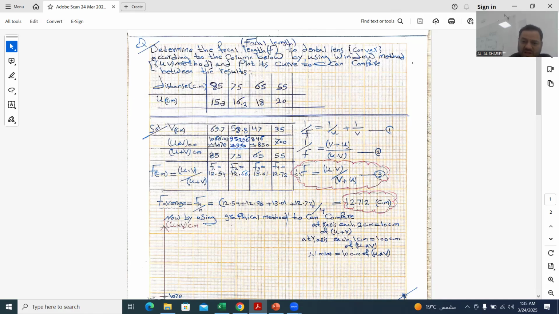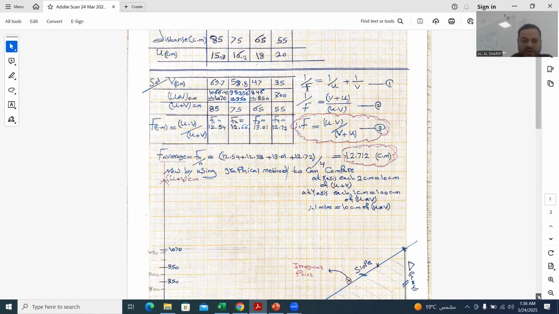Now we will calculate the focal length for each u and v value. You can achieve from 4 u and v values, 4 values of focal length distance. Okay, and after that, all of these are near each other. By that, we can say f average equals 12.712 centimeters. Don't forget the units, it's important.